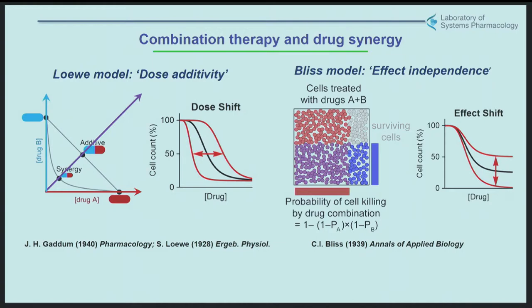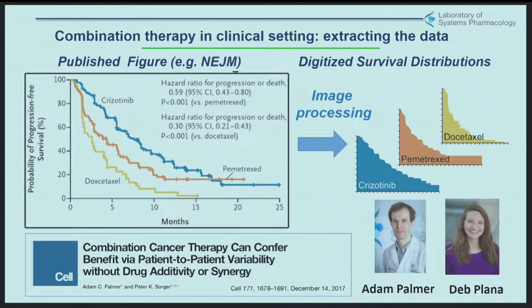A couple of years ago, Adam Palmer in my lab and Ded Plana thought it would be interesting to see how this played out in the context of human clinical trials. So they decided to build as large a database as possible of clinical trial results, which primarily consist of graphs that plot the fraction of patients relative to some measure of progression, either overall survival or progression-free survival. It's a remarkable thing in this data-rich era that, for the most part, none of this data is available in digital form.